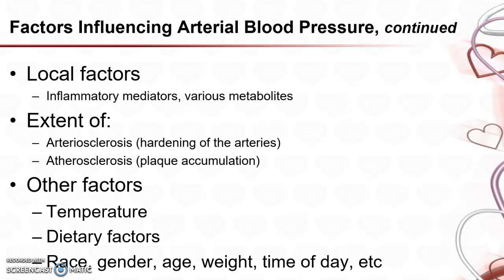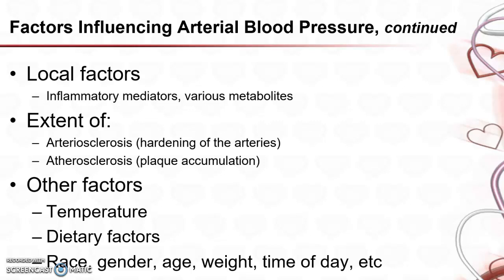Local factors such as inflammatory mediators also affect arterial blood pressure. Essentially, inflammatory mediators can cause structural changes in the resistance of blood vessels, which in turn can cause elevated blood pressure. Some of these local inflammatory mediators, it's the cytokine production that induces these changes.